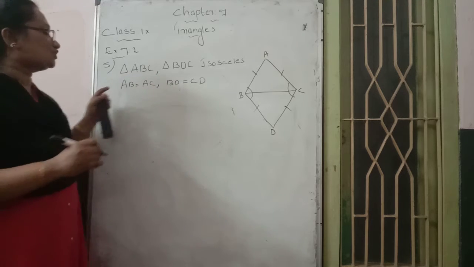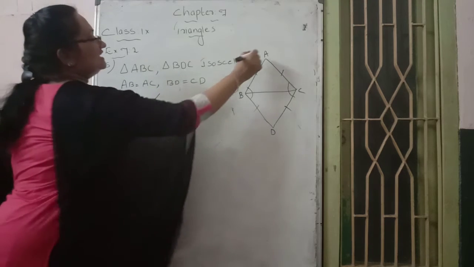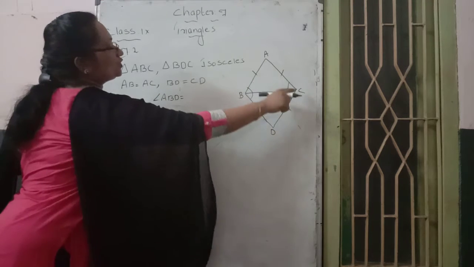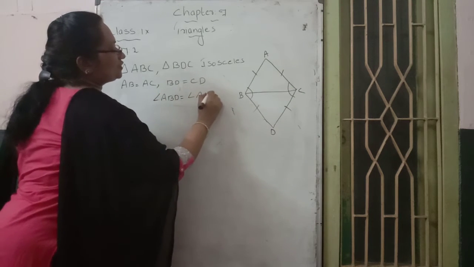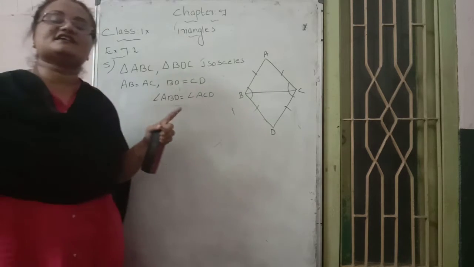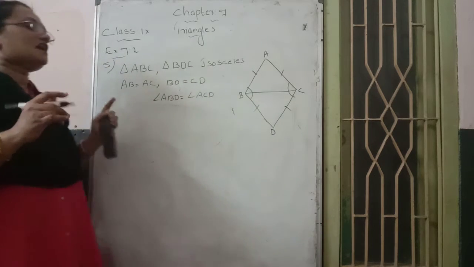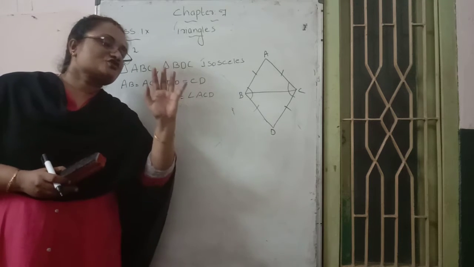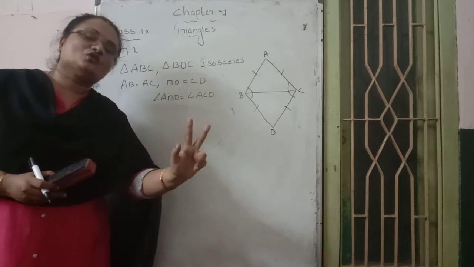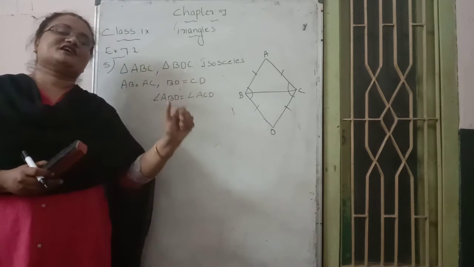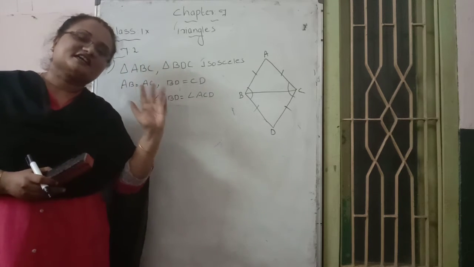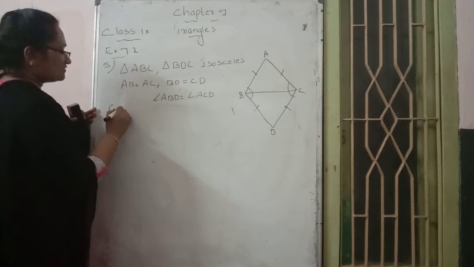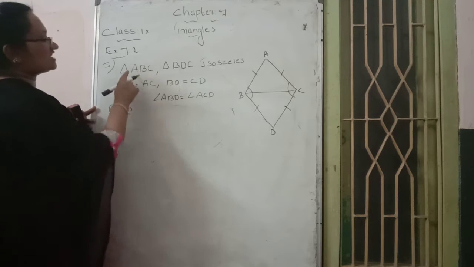Then what we want to prove is that angle ABD is equal to angle ACD. We want to prove that angles ABD and ACD become equal. How to prove? For geometry proofs, what are the steps required? Given, to prove, construction, proof. Here there is no construction, that's why: given, to prove, proof. First we start with the given. What information is given in the question?